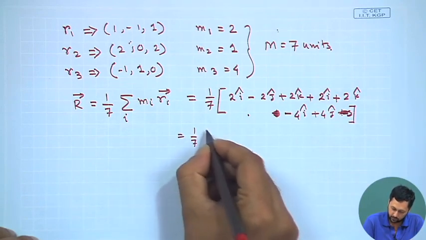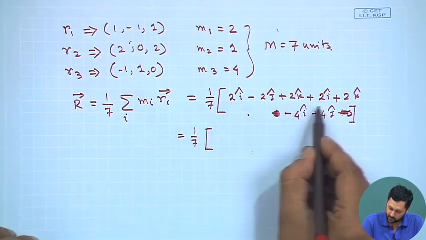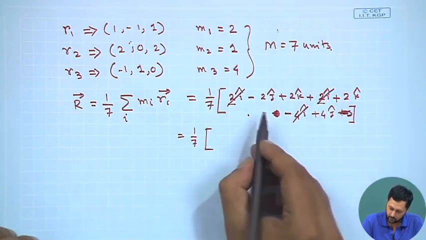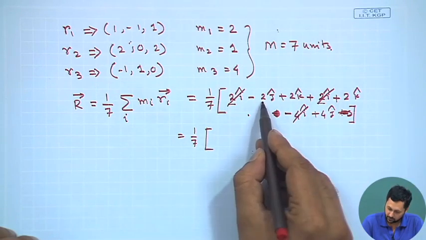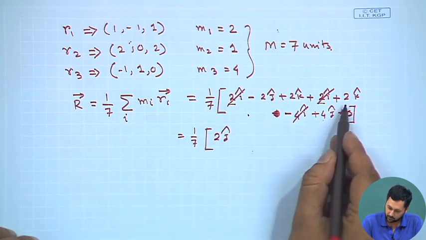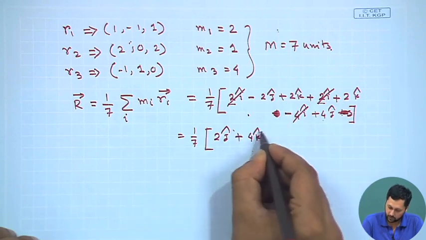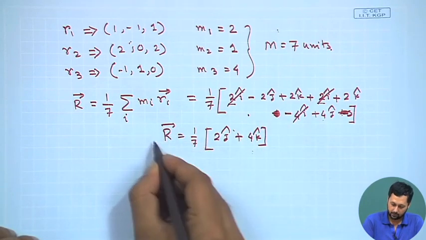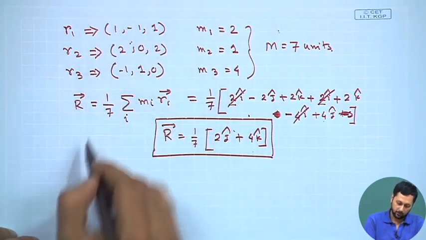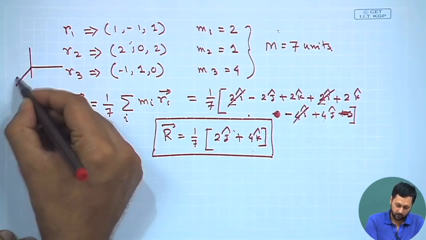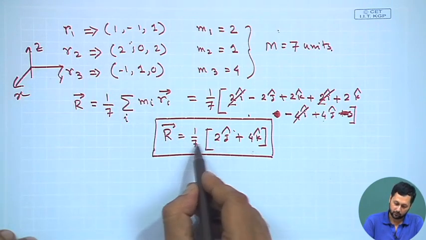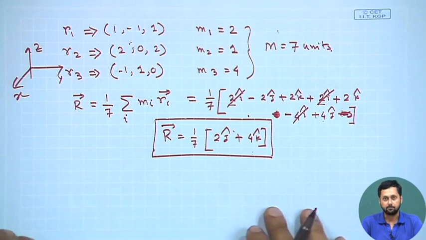So it will be 1 over 7. Now look into i cap. We have 2 plus 2, 4, minus 4. This will cancel out. For j cap, it will be minus 2 plus 4, so that means 2j cap, and for k cap it will be 4k cap. So R is this, the location. If I plot these points on my x, y and z system, I can also find the center of mass of this system.